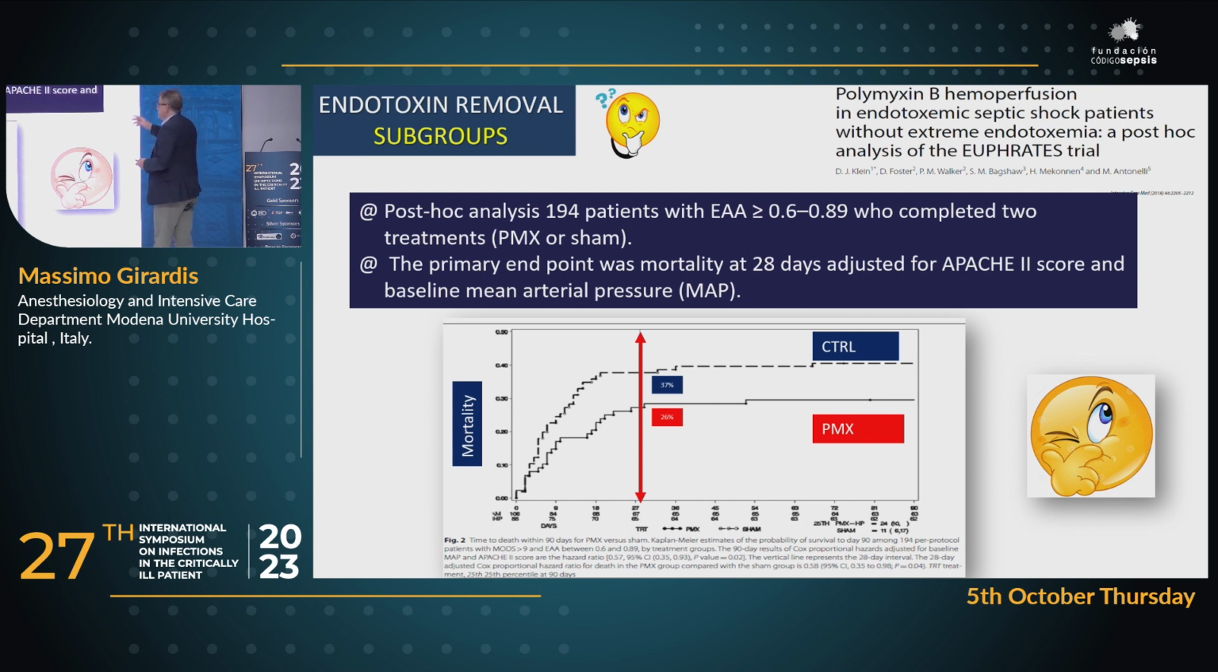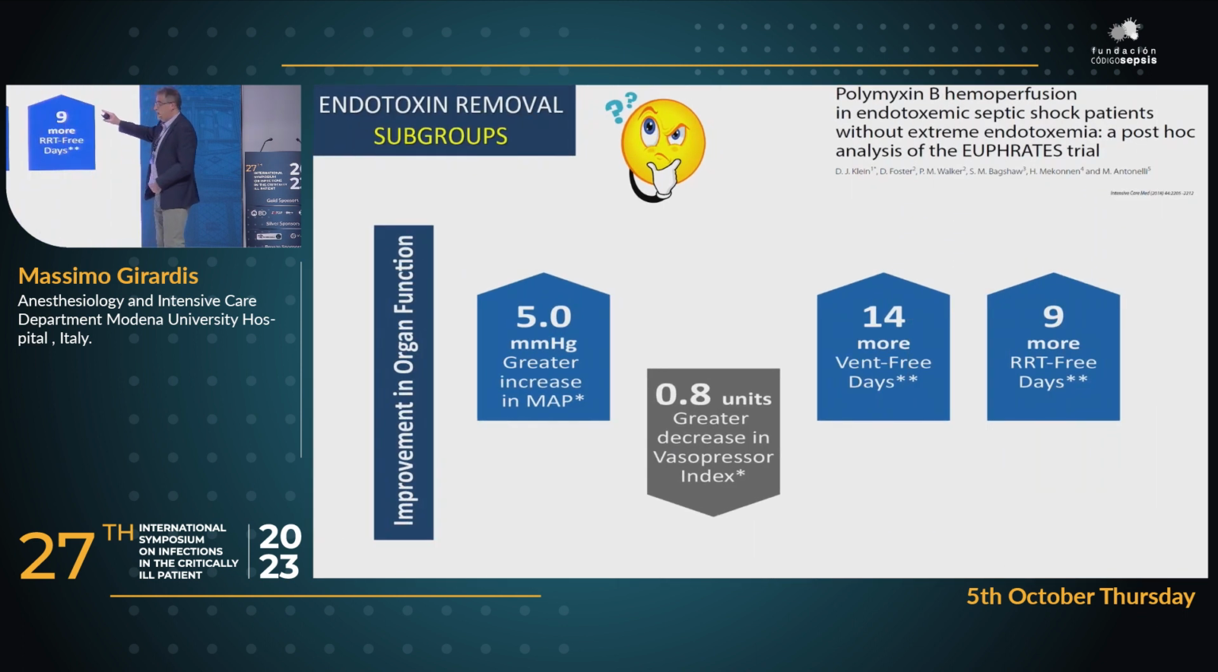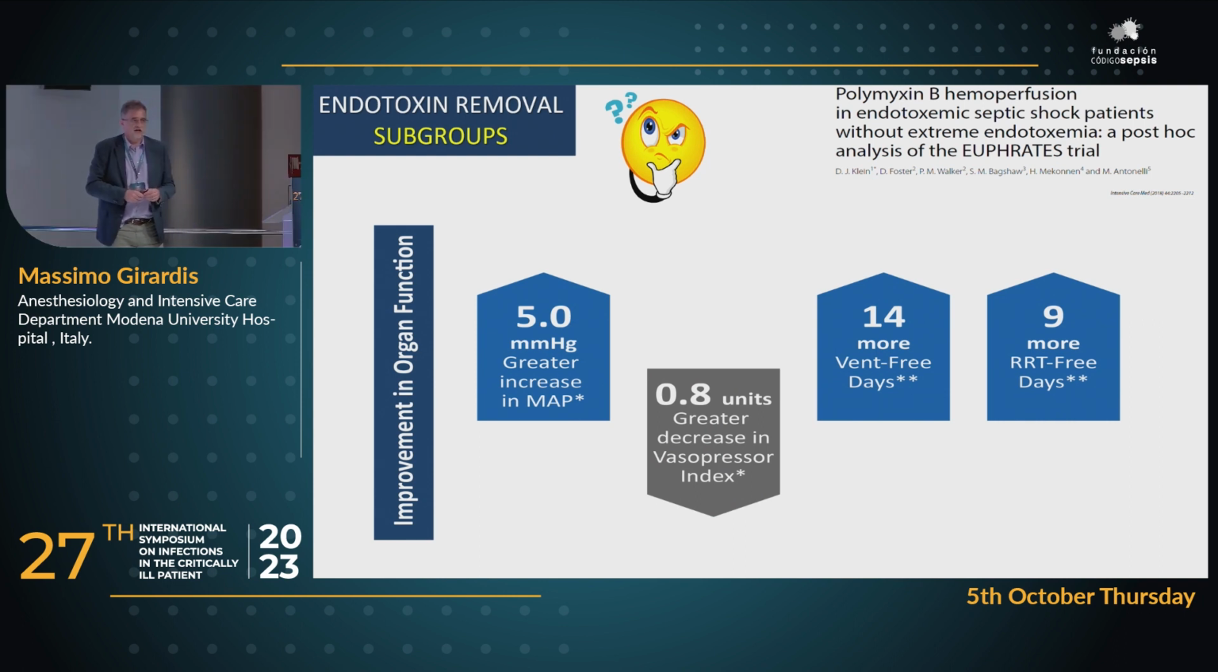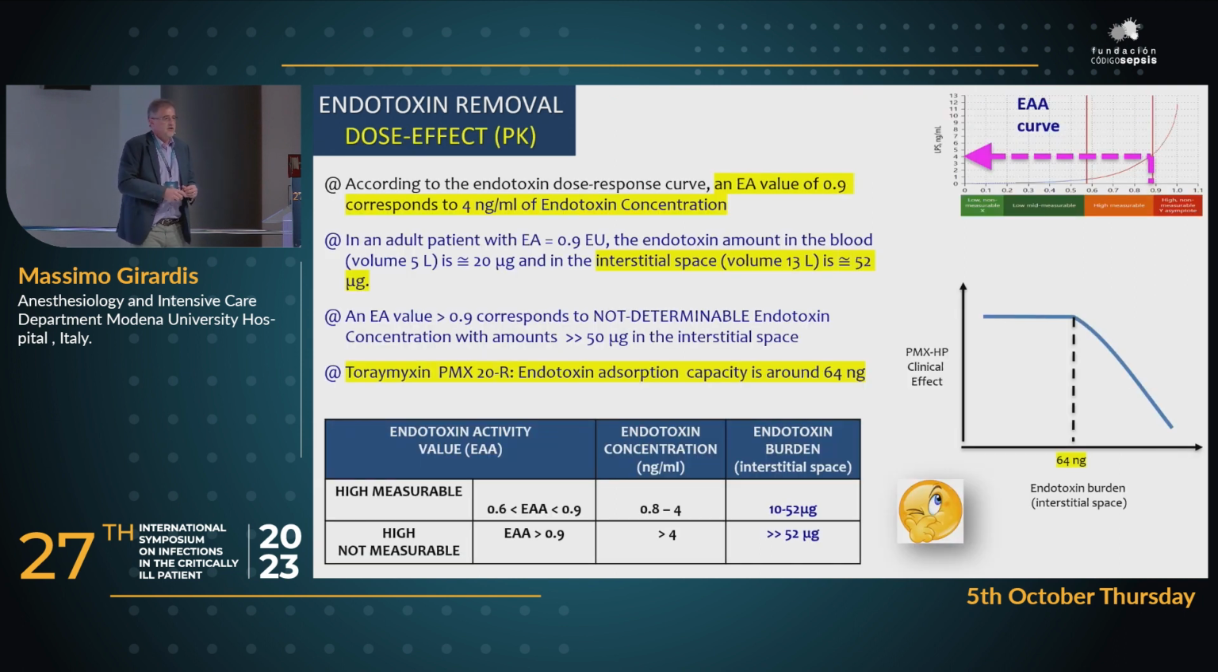Patients with endotoxin activity between 0.6 and 0.9, including only this population, the effect of polymyxin-B was impressive in comparison with control. The difference in mortality was 11%. Not only mortality, but also a better increase in mean arterial pressure, decreases in vasopressor index, more free days from ventilation and from RRT. A lot of clinically significant effects if we select the appropriate population, as indicated in the meta-analysis and in this secondary analysis of the EUPHRATES trial.